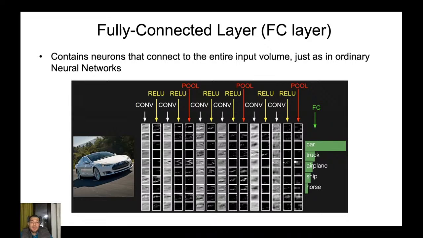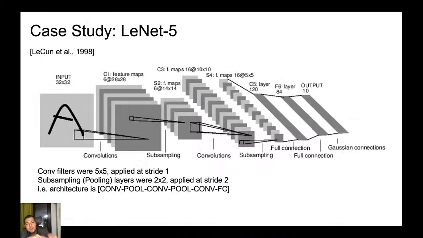And as I mentioned before, the fully connected neurons are just as in ordinary feed-forward neural networks. They have full connections with each other, and these are typically used before the softmax classification layer.